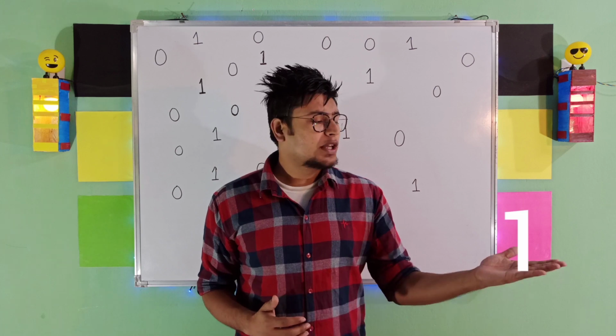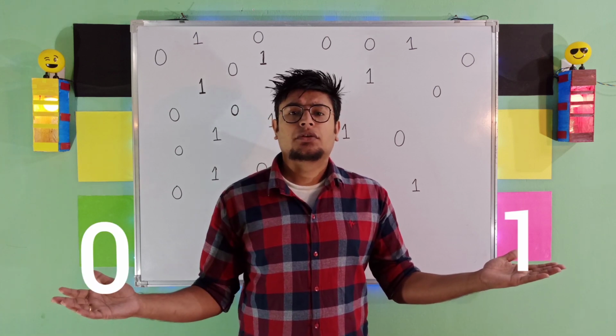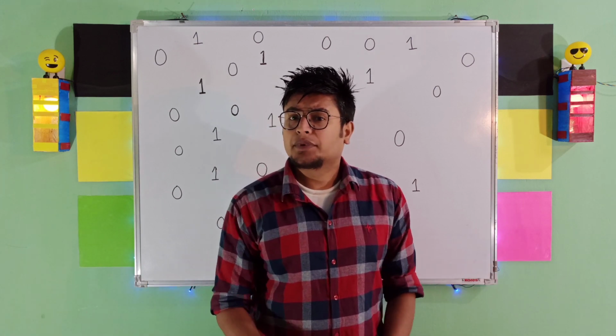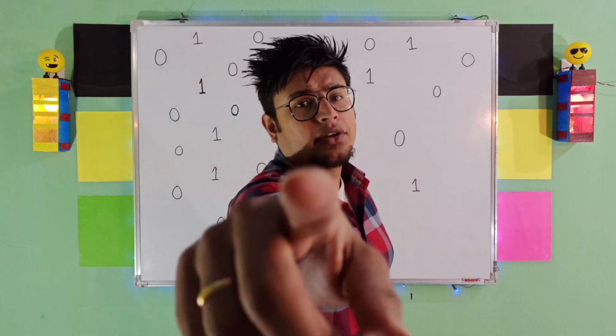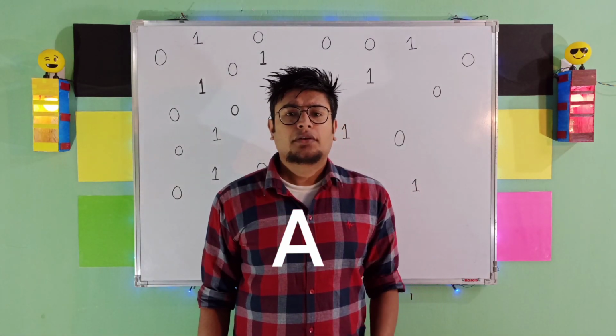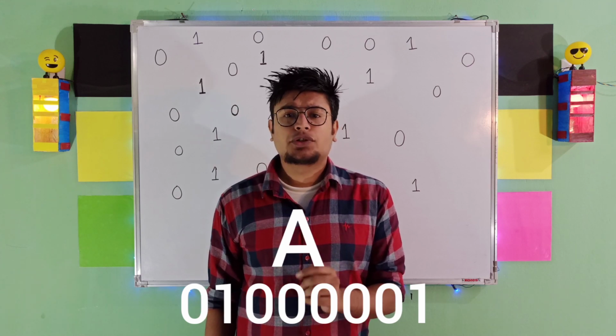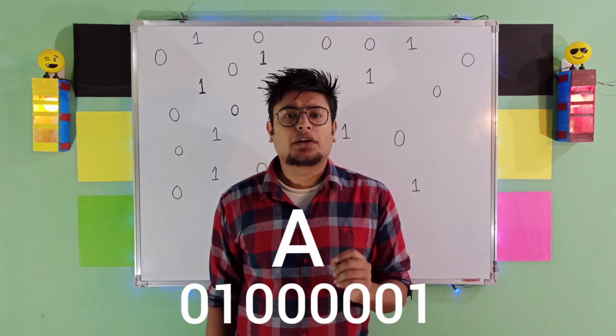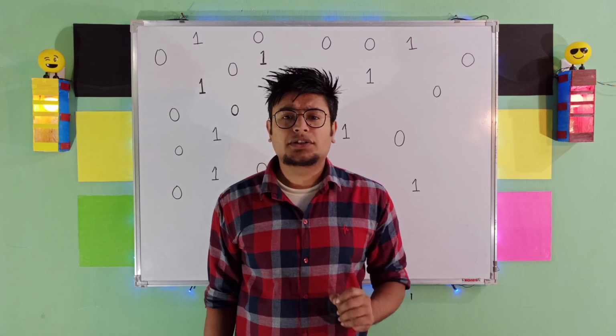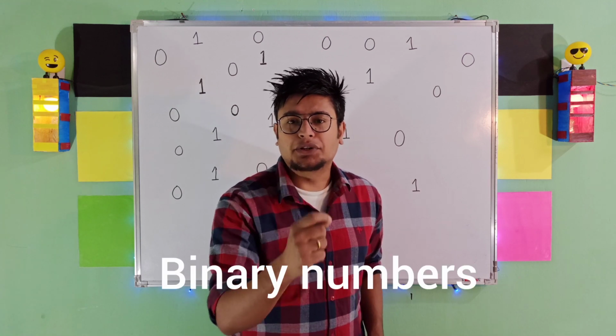Yes, this is the exact language that our devices understand. The language of ones and zeros. For example, if I type the capital letter A on my screen, then the device is going to read 01000001. And these zeros and ones are known as binary numbers.